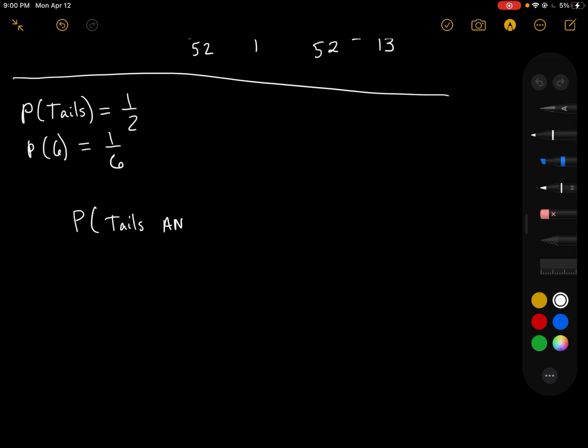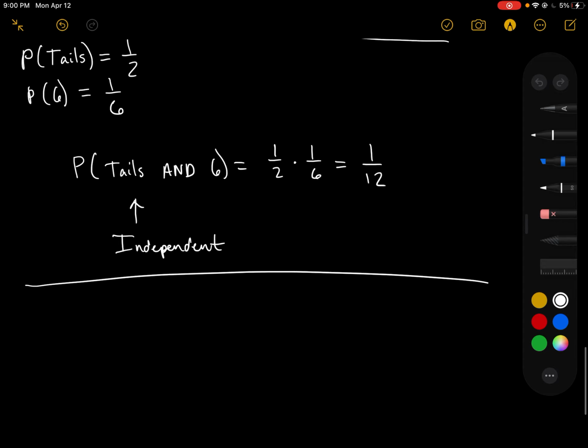So if we're looking for the probability, we do both of these at the same time. In one hand you have a coin that you flip, and in the other hand you have a die that you roll. What's the probability that we get both of these, both a tails and a 6? Well, we just take them and multiply them, and we'll get that final answer of 1/12. We can use this formula because these are independent events.